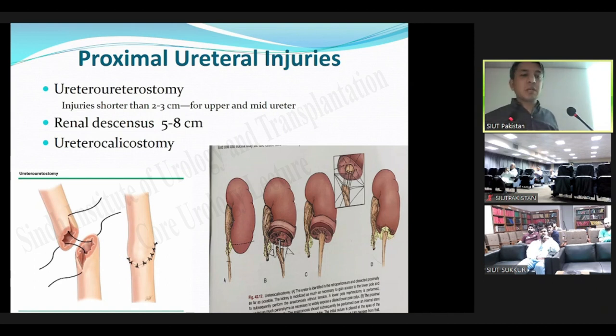Renal flap can help for 5 to 8 centimeter loss, and then ureterocalicostomy, although it's a very challenging case, and it is almost equal to partial nephrectomy, where we will be exposing the lower calyx, and then we will anastomose it. It is done in a condition when we don't have enough pelvis, or very fragile pelvis, or very intrarenal pelvis. So in that condition, we have the option of ureterocalicostomy.